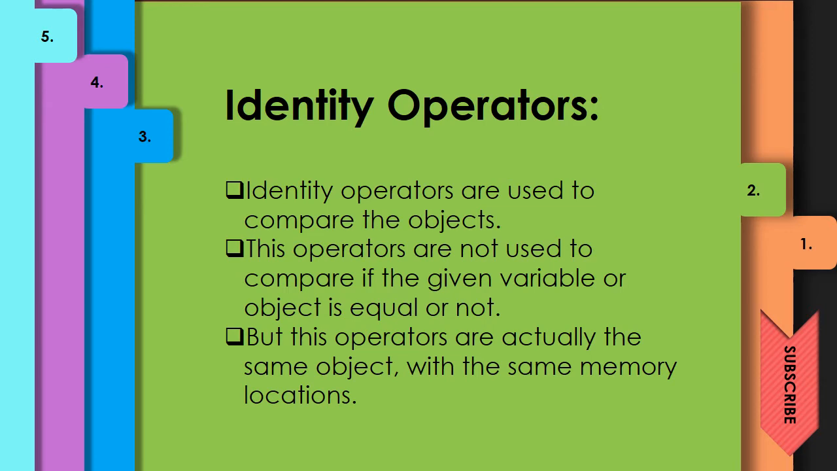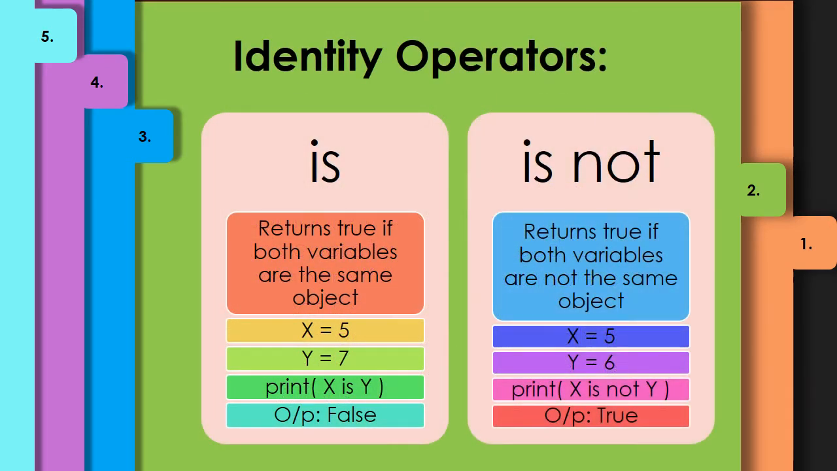Now let's see what are the identity operators. We have two identity operators in Python. First one is is and second one is is not. Now the identity operator is will return true if both variables are the same object and have the same memory location in the Python virtual machine.